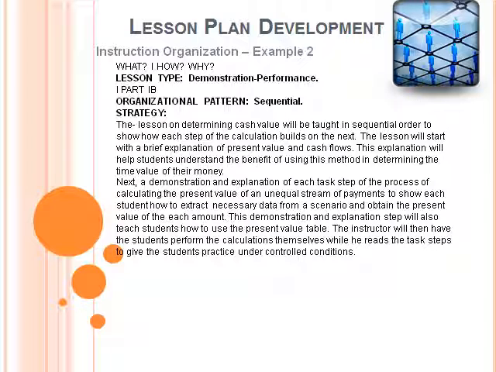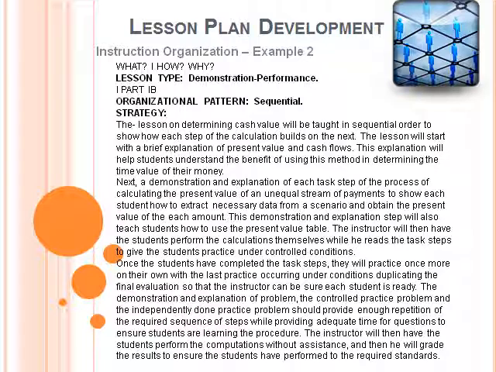The instructor will then have the student perform the calculations themselves while he reads the task steps to give the students practice under controlled conditions. Once the students have completed the task steps, they will practice once more on their own, with the last practice occurring under controlled conditions duplicating the final evaluation so that the instructor can be sure each student is ready.